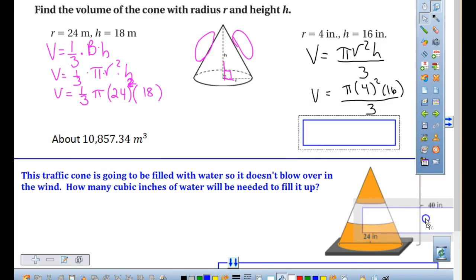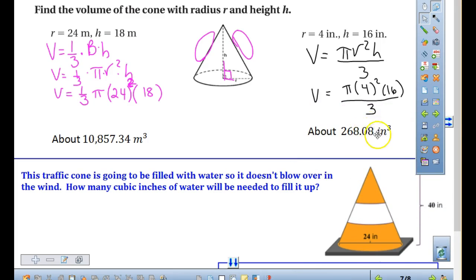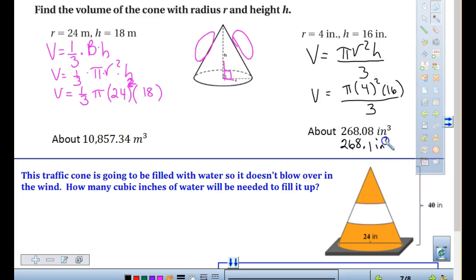And we get 268. A lot of times you're going to see our answers here to the hundredths place. If I would have asked you to round this to the nearest tenths place, you probably would have told me 268.1 inches cubed.